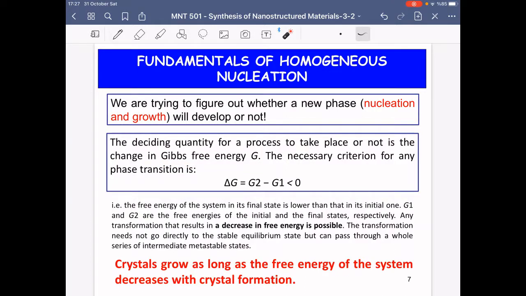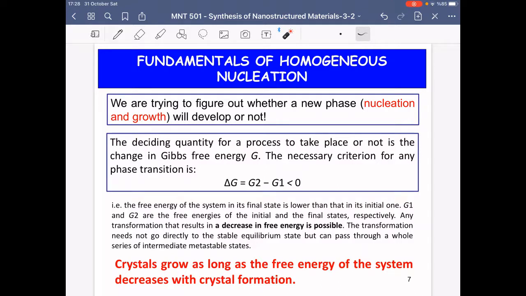The necessary criterion for any phase transition to occur is that it wants to lower its energy. So the free energy of the system in its final state is lower than its initial one, and any transformation that results in a decrease in its free energy is possible. So we're trying to push our system into such a state that it happens spontaneously. I mean, you can't control the growth of your crystal non-stop all the time, but you can supply the necessary environment for it to grow by itself. Okay, so that's what we're going to learn today.